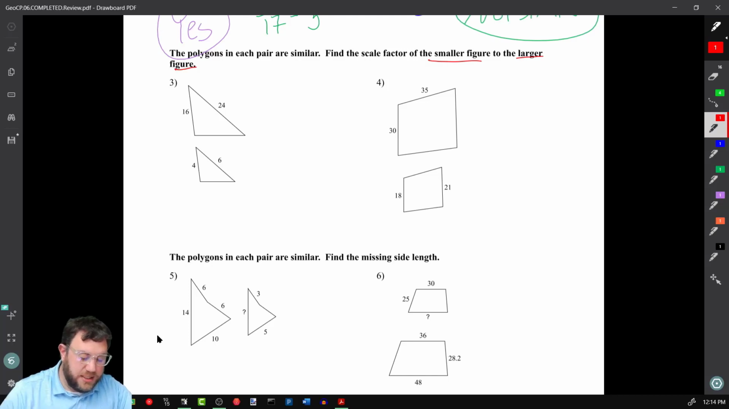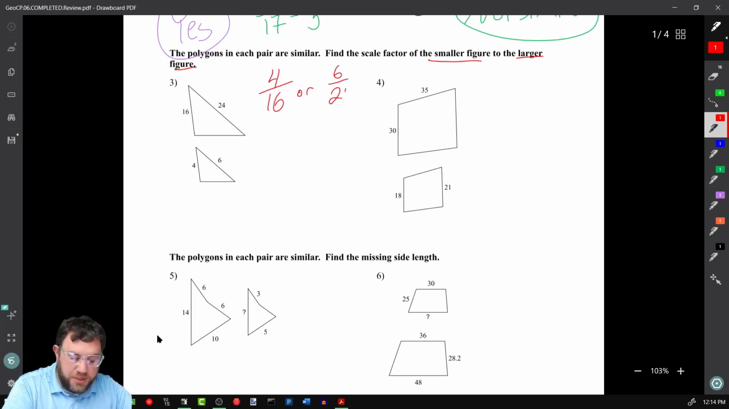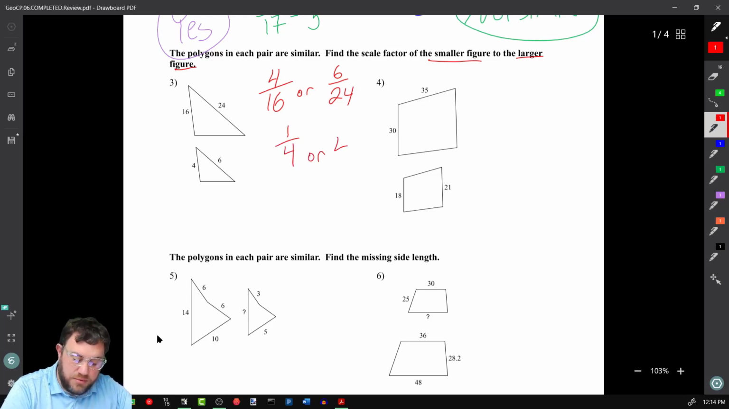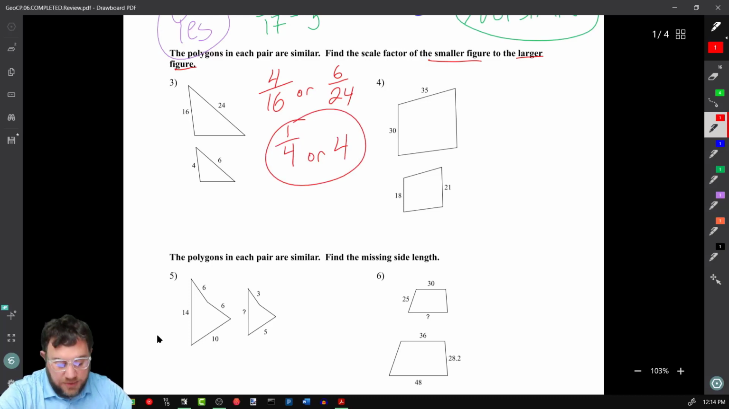So in this case, for number 3, we would have 4 over 16 or 6 over 24. It does not matter which sides you use as long as you've got a value from both shapes. Either of those reduce to 1/4. If you had it upside down and you did like 24 over 6, that would reduce to 4. And so if you wrote 4, that would be acceptable. I would totally be okay with that.